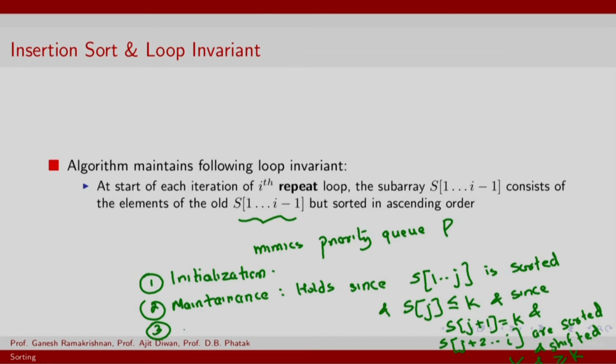The third property is termination. Again, this is very easy to verify. Typically it is the maintenance property that requires some work.